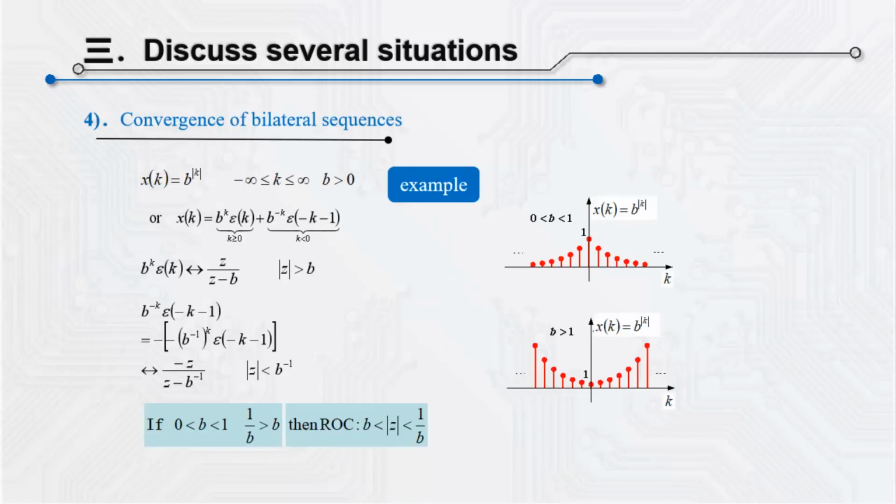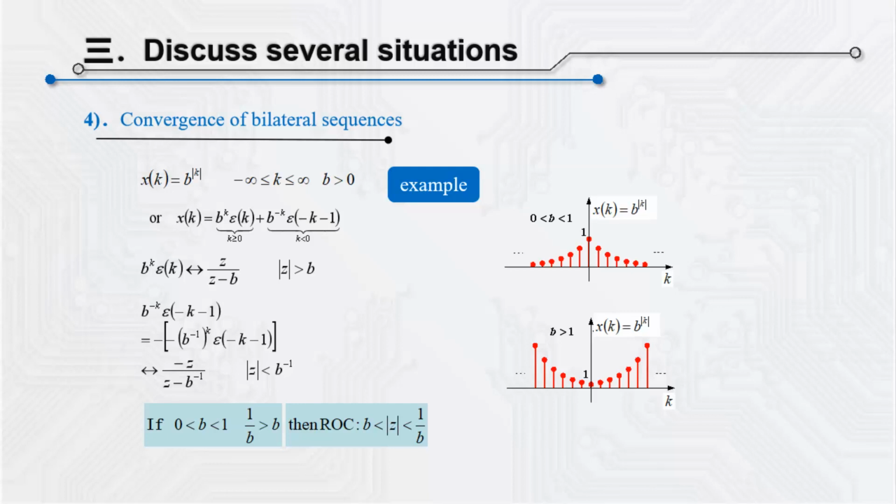Then, according to these two situations, let's discuss the fourth type, bilateral sequence convergence. We give a bilateral sequence, consisting of a causal sequence and an anti-causal sequence. Everyone knows through the above analysis that the convergence domain of the causal sequence is that the modulus of z is greater than b. The convergence domain of the anti-causal sequence is the case where the modulus of z is less than 1 divided by b. Then for bilateral sequences, it has two cases.